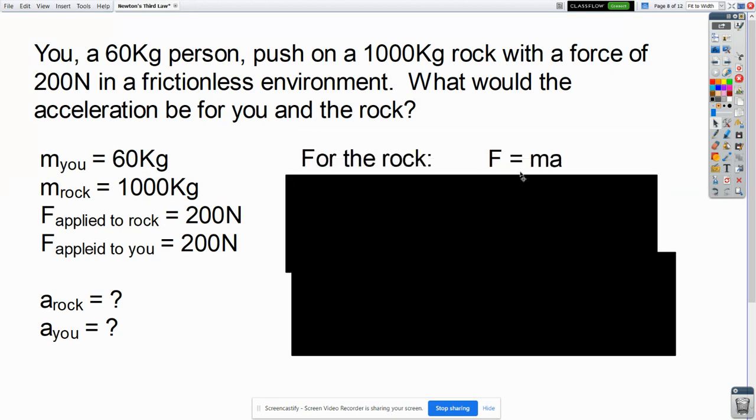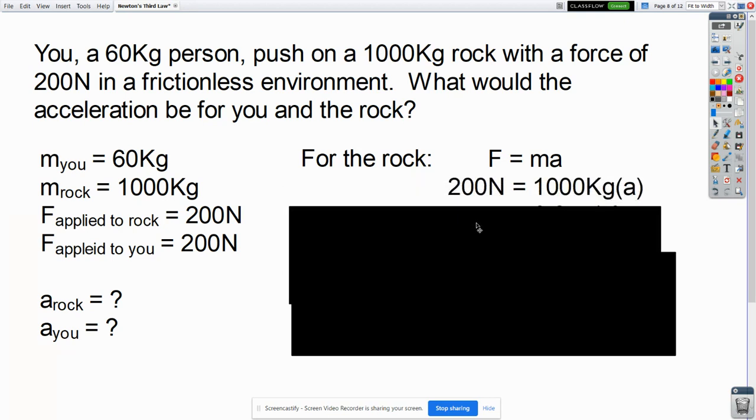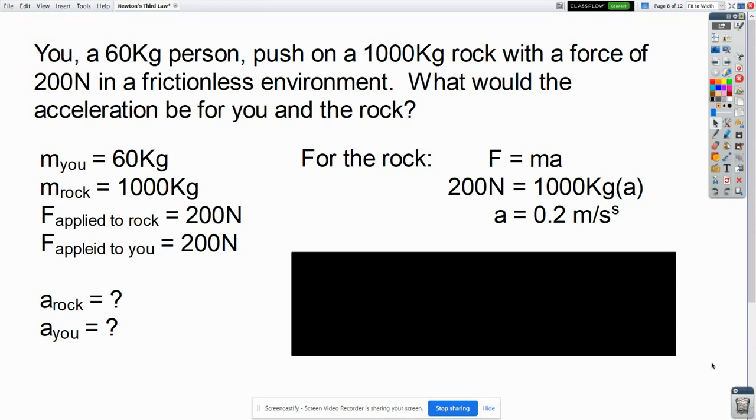So in Newton's second law, F equals m times a. We're doing this for the rock. The force is 200 newtons. That's the force you're applying to it. And the mass is 1,000 kilograms. So to find the acceleration, divide both sides by 1,000 kilograms. I get 0.2 meters per second squared.